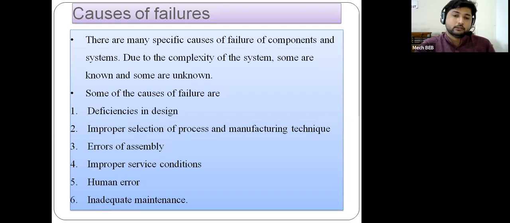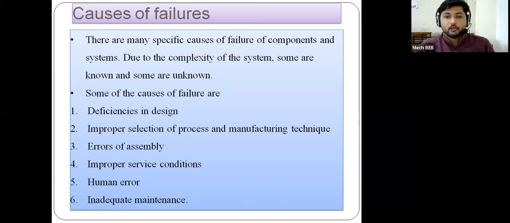Let us consider traveling, and take the example of a bulb. You are traveling with the bulb, and it gets stuck with some hard product and gets damaged. So the bulb will not work properly. That will be a human error.